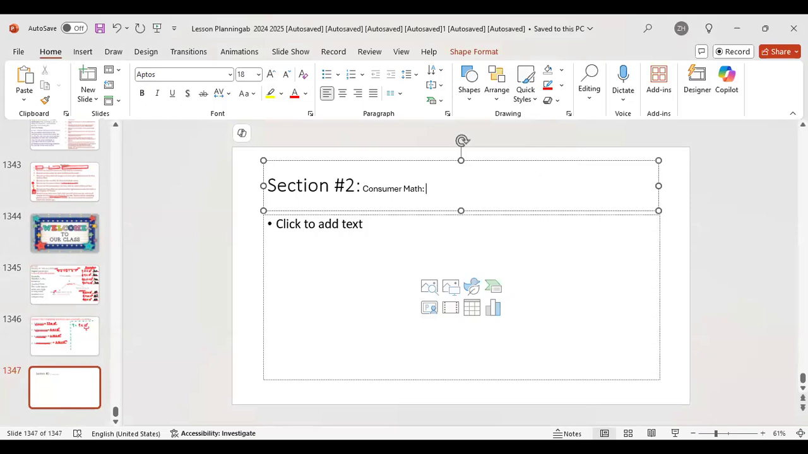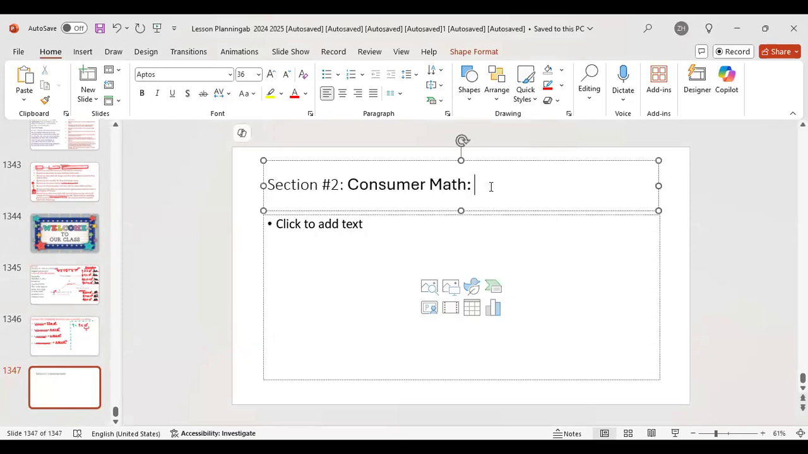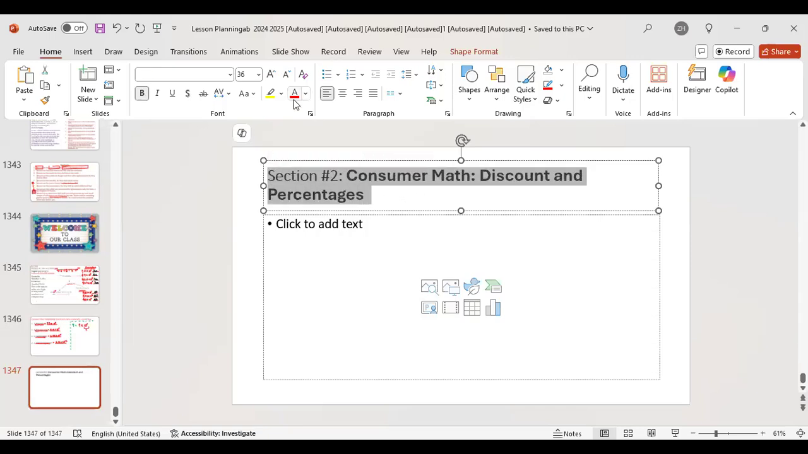Okay, so let's look at some consumer math. Let me enlarge this. We're going to be looking at discount and percentages. Consumer math means real-life math, that's why.